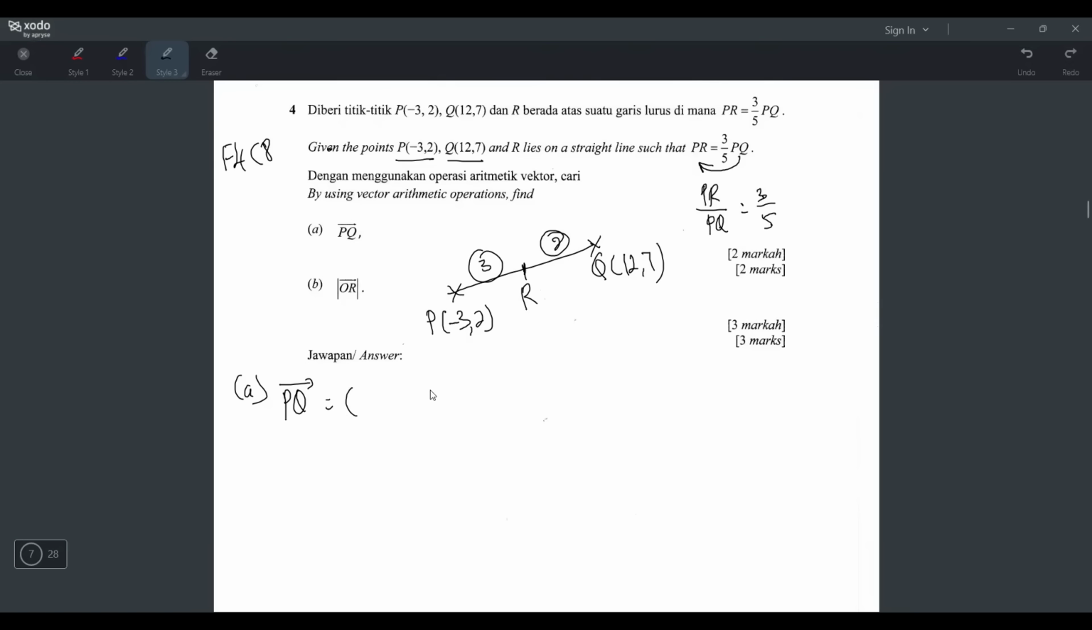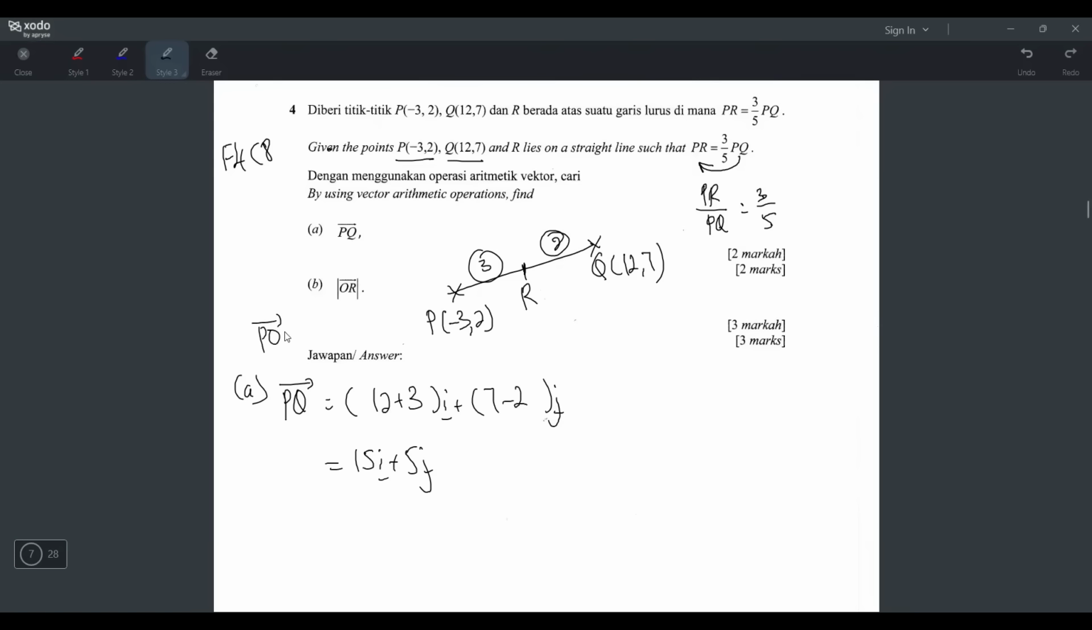So I will write first something i plus something j like this. Right? So remember it's Q minus P. I will take the x values first. So 12 minus negative 3 means 12 plus 3, and that goes to i. And then 7 minus 2 goes to j. So the answer is 15i plus 5j. That's the answer.